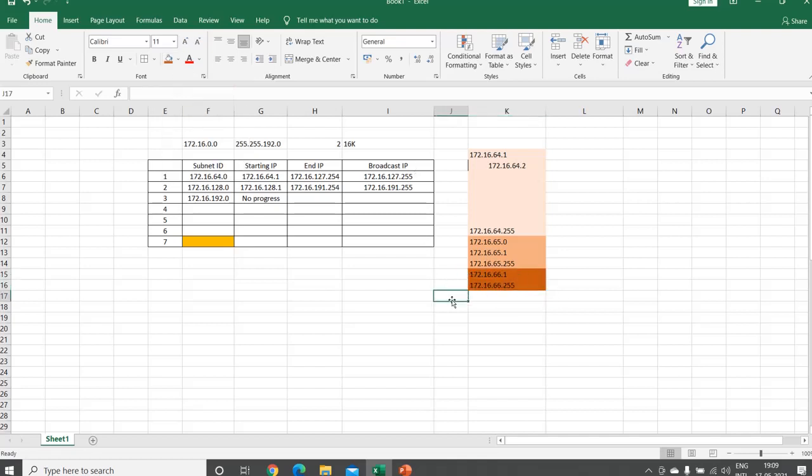So likewise, I'll keep on going till I get what? 172.16.127.0, then the starting IP will be 127.1. So this kind of setup is used in a corporate environment. So this has a huge number of IP addresses.